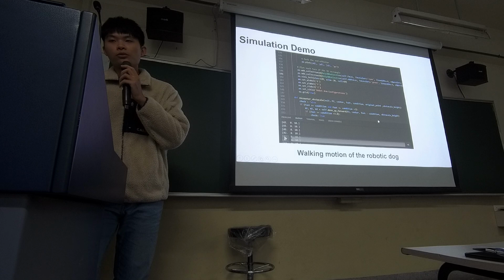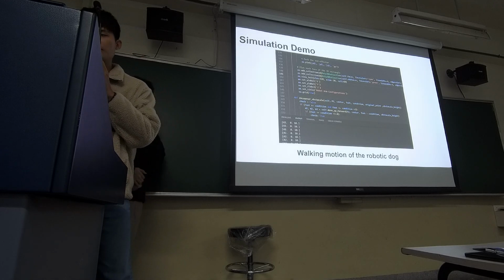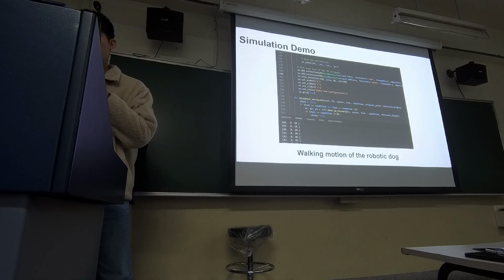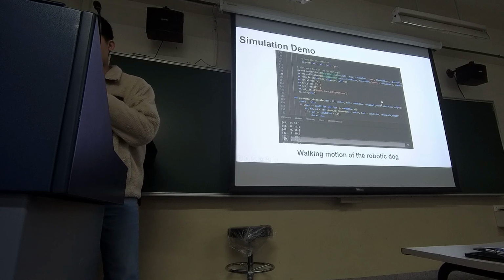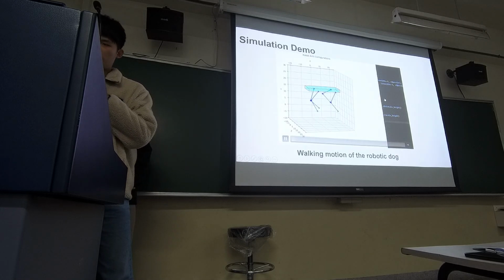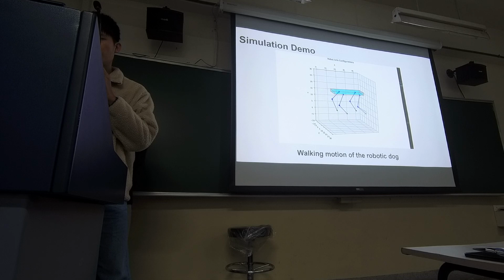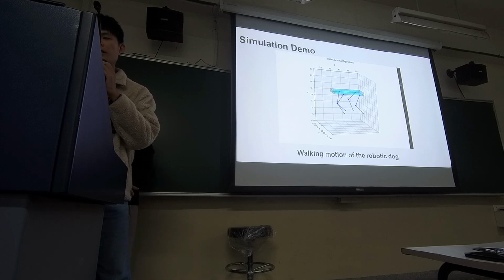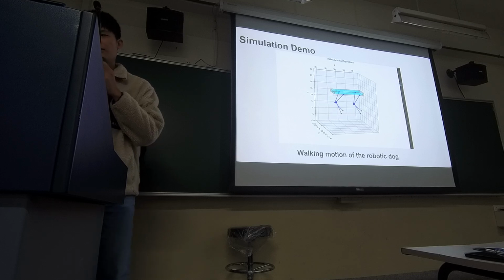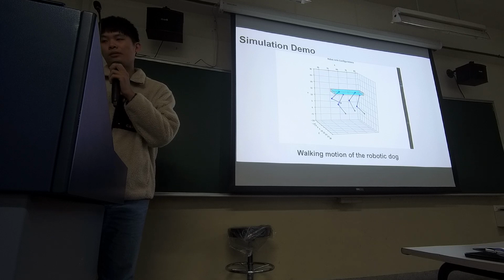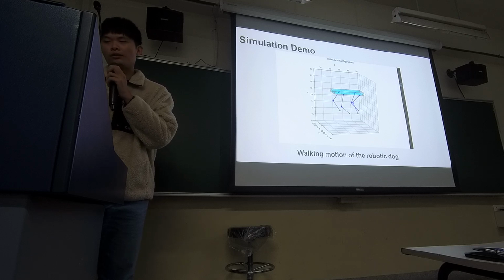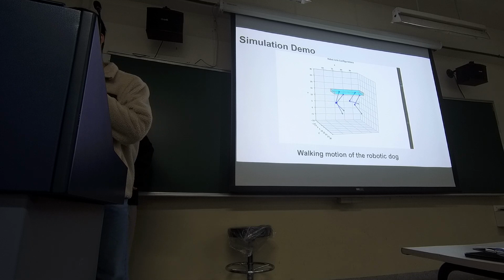And now we are going to show the simulation demo. This video is the working motion of the robotic dog. So you can see when one leg is leaving, the other 3 legs will form a triangle to keep it from falling.